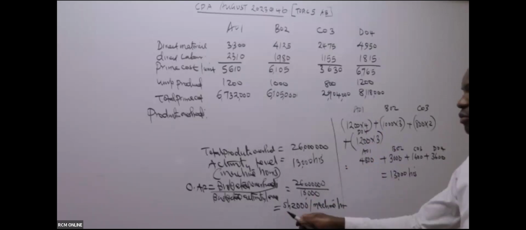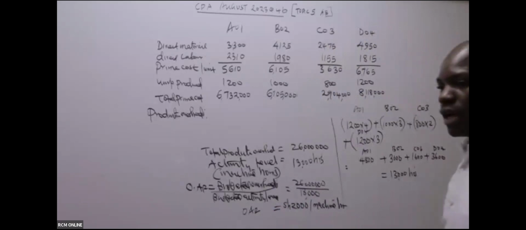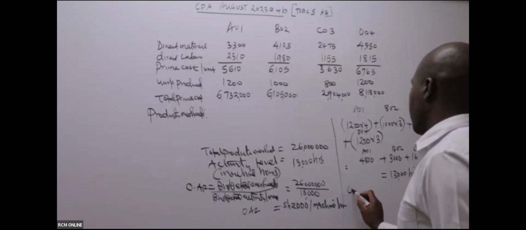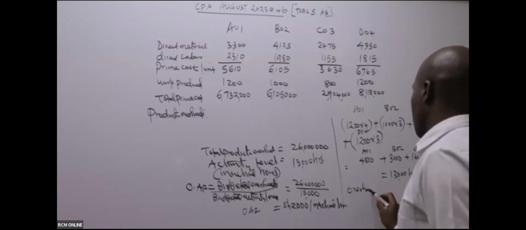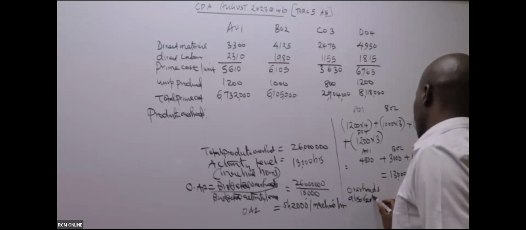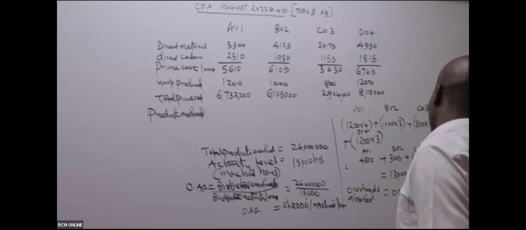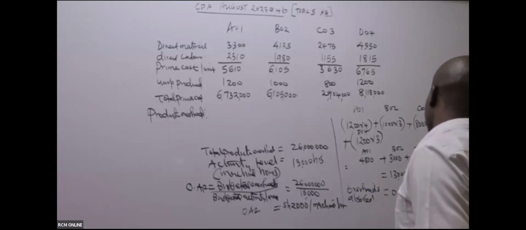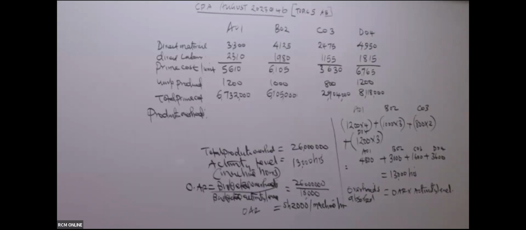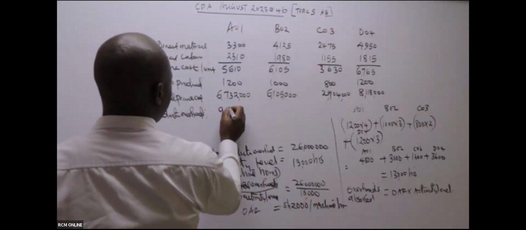Now that we have the overhead absorption rate, we get to that formula, which says that overheads absorbed is equal to overhead absorption rate times activity level. We already have the activity level here, which is 4,800. The overhead absorption rate is this figure here. So what are we getting? 9,600,000 for the first one.